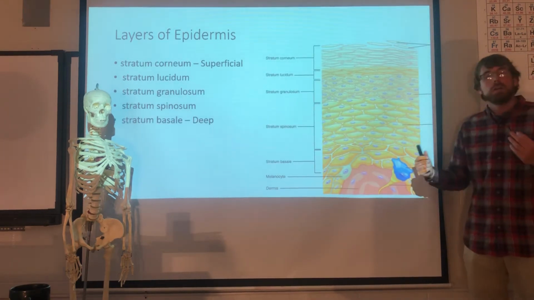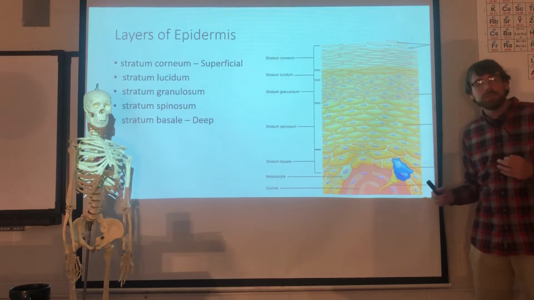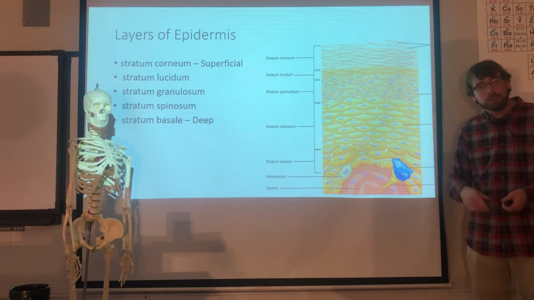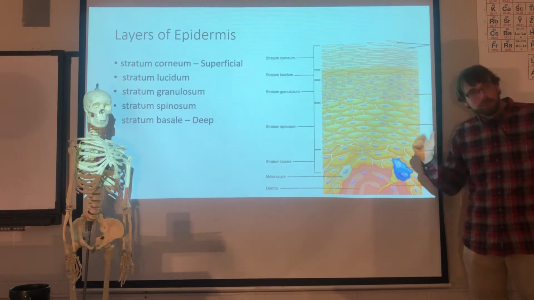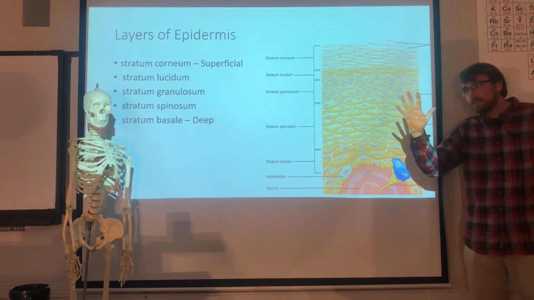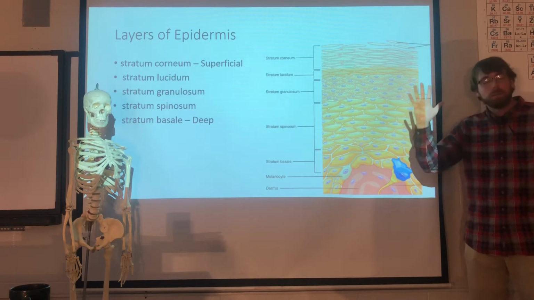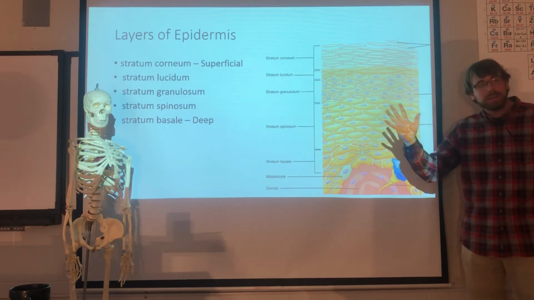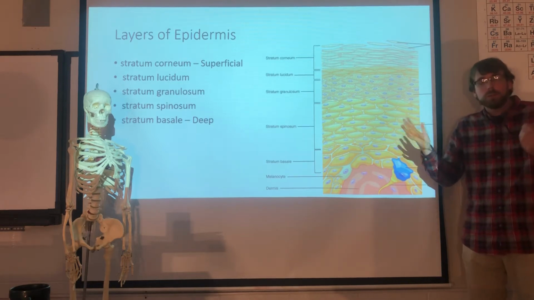So now we're going to go through the layers of the epidermis. Your epidermis is divided down into 5 distinct layers. Now, some parts of your skin have 5 layers of your epidermis, other parts have 4. The palm of my hand has 5 layers. This is what we call thick skin. It's a rather intuitive name.